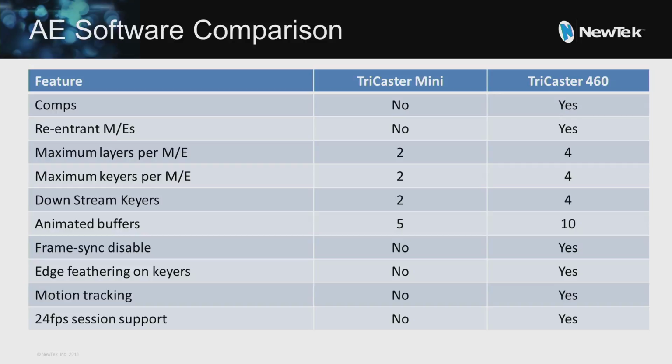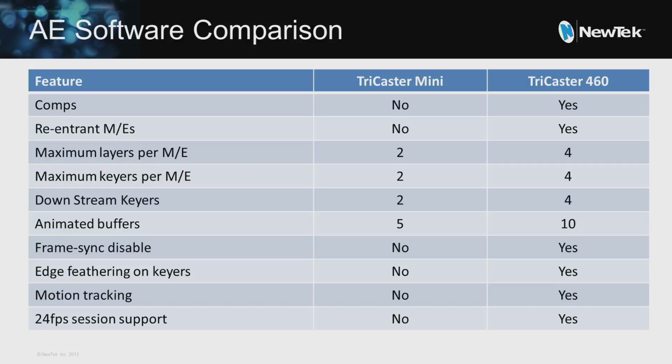So frame sync disable. If you have a client who's looking to use this in an IMAG situation, where they're trying to make sure that latency is as low as possible, this is something they're going to want. Turning off the frame syncs will save you a frame of delay going through the TriCaster. And sometimes that frame of delay could be the difference between good or bad. On the TriCaster Mini you can't turn those off, whereas on the 460 you can. Edge feathering on keyers, just a nice effect where you can soften the edges.